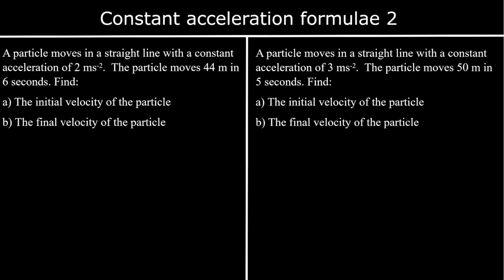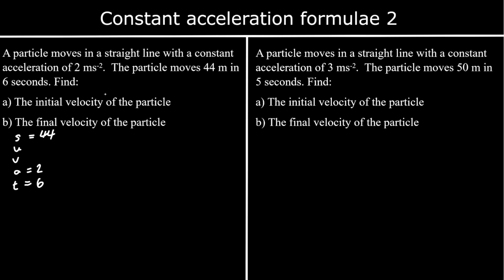And let's look at a question. A particle moves in a straight line with a constant acceleration of 2 meters per second squared. The particle moves 44 meters in 6 seconds. Find the initial velocity and the final velocity. So let's write down what we know. The acceleration is 2. The displacement is 44. And the time is 6.